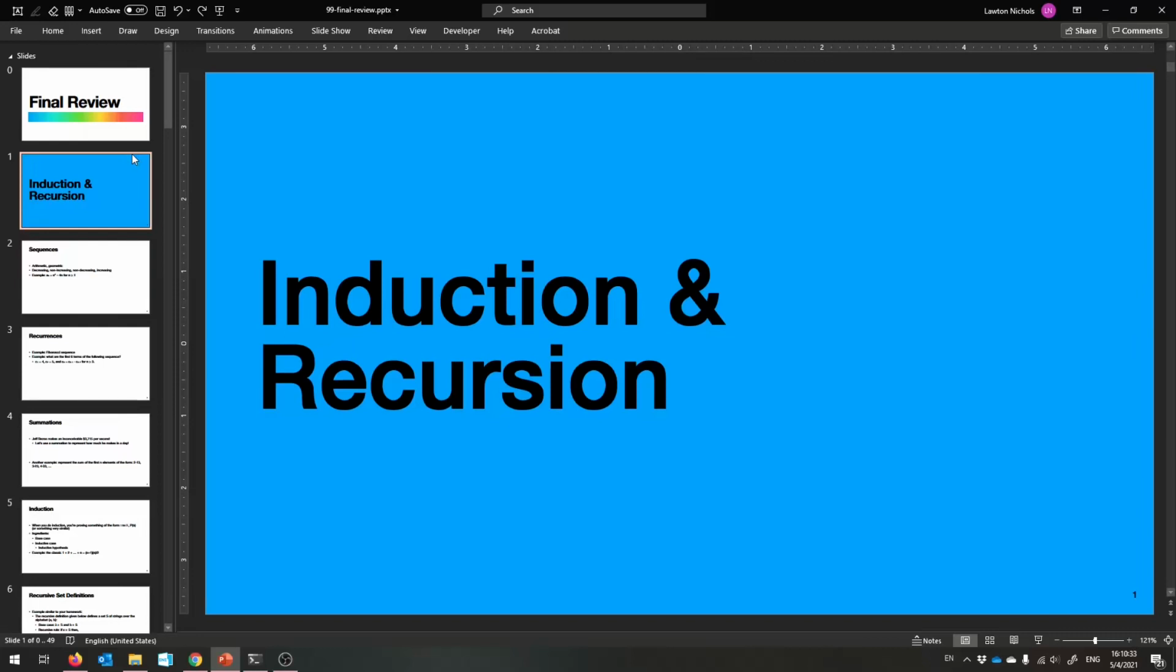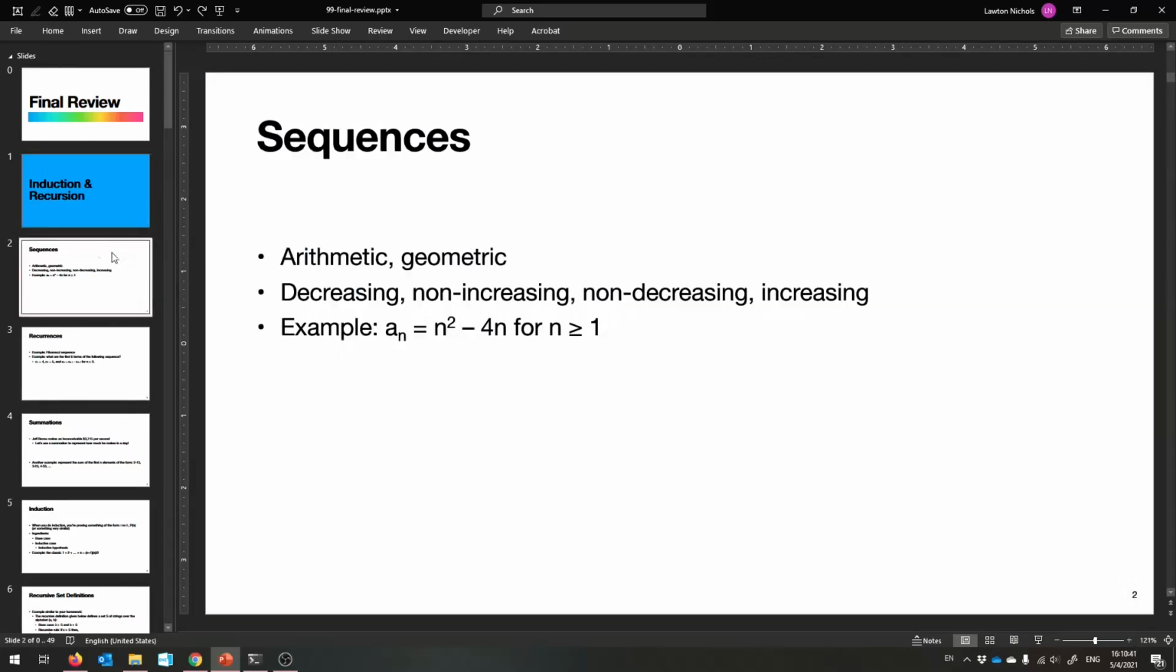Okay, so let's get started with the first chapter that will appear on the test, so the one about induction and recursion. Let's go over all this stuff. I'll make new slides as needed. Let's just go crazy. So the first thing that you learned about in this chapter was sequences.